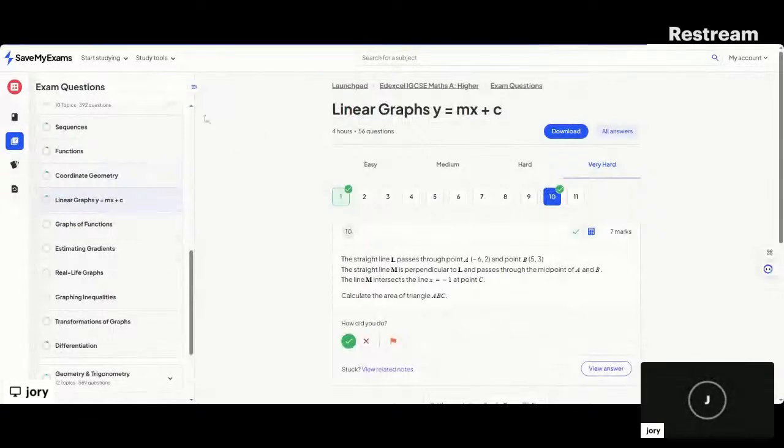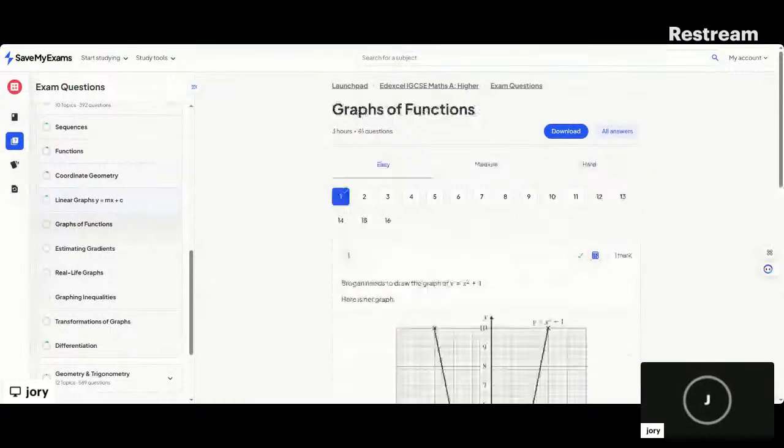Go to graphs of functions. How long have I been here? Okay, I'll just do it to 130.